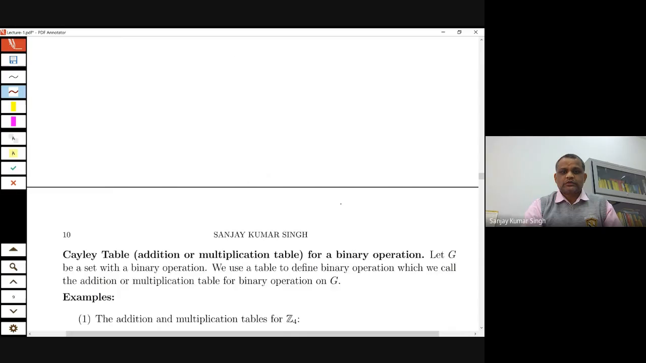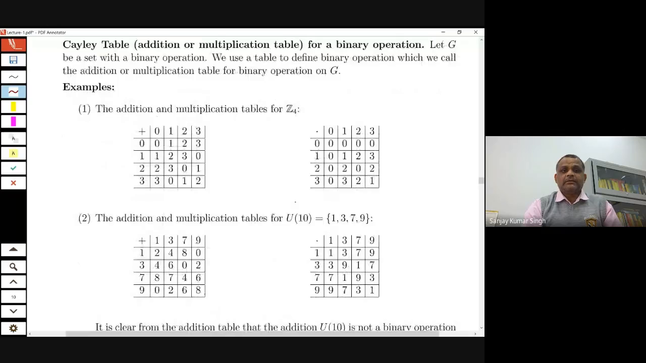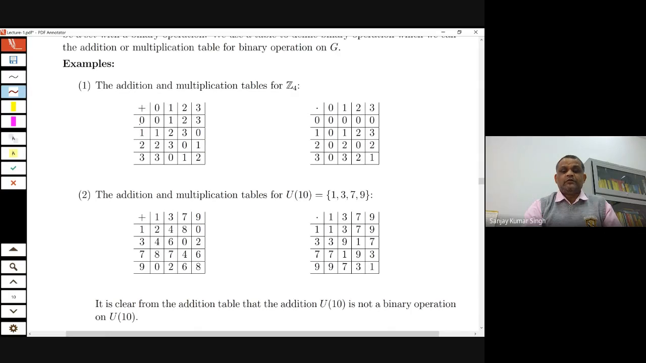Now coming back, this is actually called a Cayley table. In this example I have made a Cayley table for Z4 with respect to addition and with respect to multiplication. If you take 0 and 0, the sum is 0. If you take 0 and 1, the sum is 1. If you take 0 and 3, the sum is 3. If you take 2 and 2, the sum is 4, but 4 minus 0 belongs to 4Z, so it is 0 by definition.